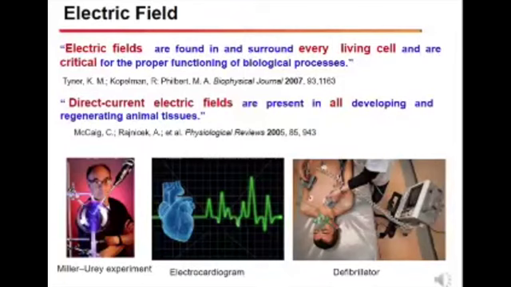In experiments, the electric field helps to create biomolecules. If you look at the literature, you find a lot of statements like this. It says electric fields are found in and surround every living cell, and are critical for the proper functioning of biological processes. Those direct current electric fields are present in all developing and regenerating animal tissues. So electric fields are all over our body and cells, even though we cannot feel them. But they can be detected.